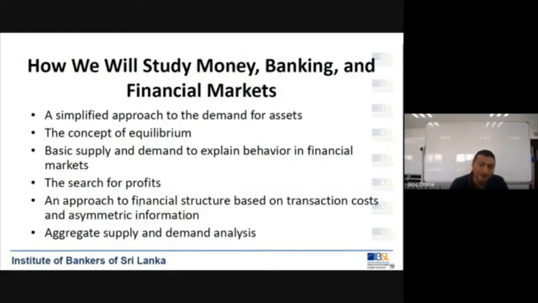So then the search for profits will drive one party's arbitrage profit opportunities to fall in place in line with the equilibrium concept. So everything drives through profit elements that would be explained and analyzed throughout. Then you see the financial structure: what type of financial arrangement, institutional, legal, infrastructure framework is available in your economies. So how this is looked at: transaction cost and asymmetry.